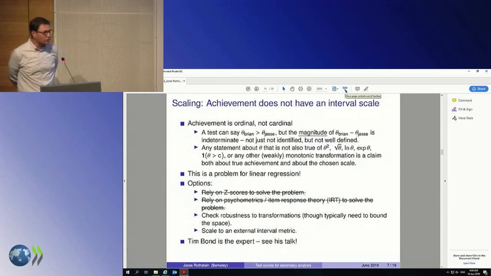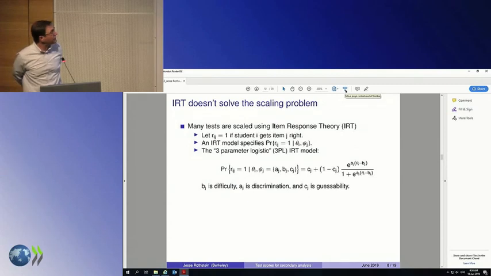Another approach is to try to scale to some other metric that we do think has an interval property. So sometimes it's scaled to wages or to something else that we might want to use. And I think those are reasonable approaches. Okay, but since Tim is going to talk about that, I'm going to move on from this and talk about the other stuff. But let me quickly just explain why I think IRT doesn't solve the scaling problem.